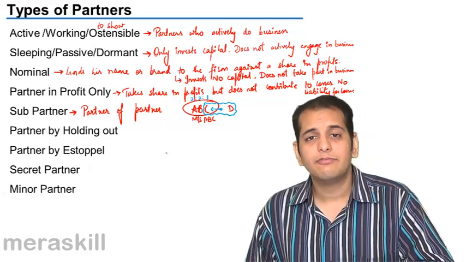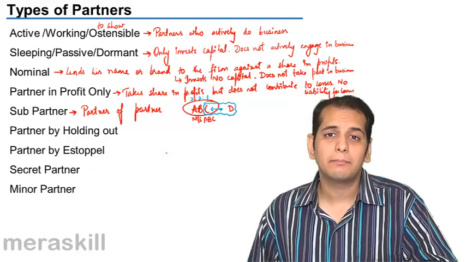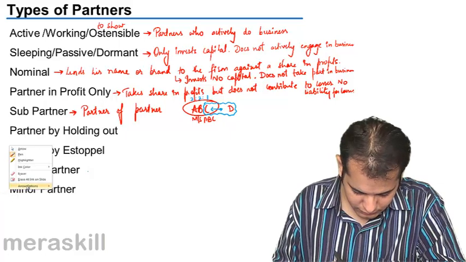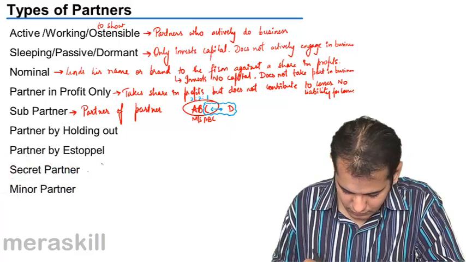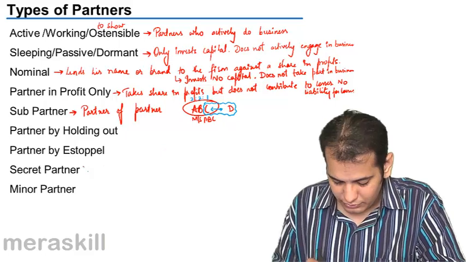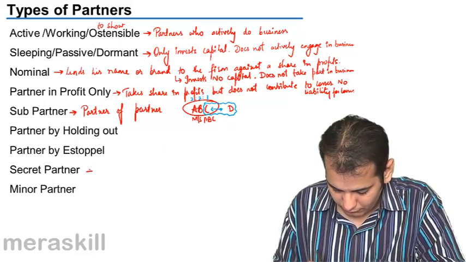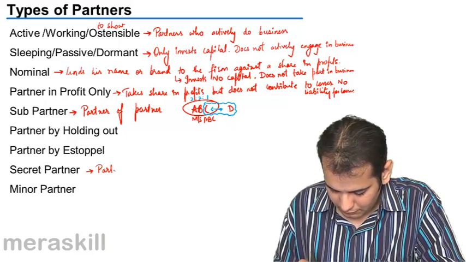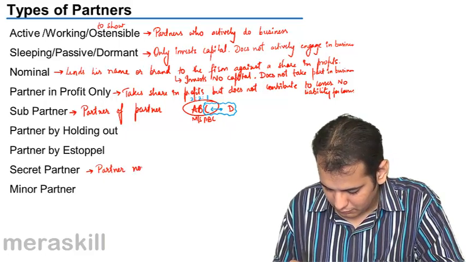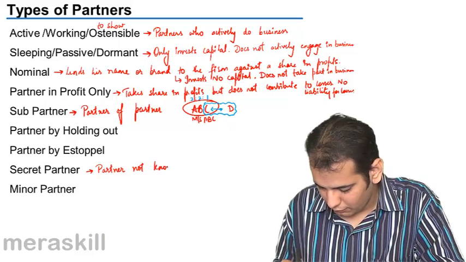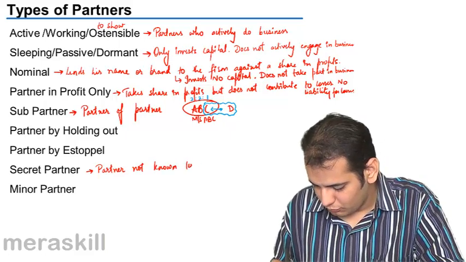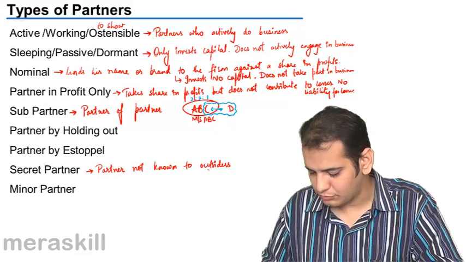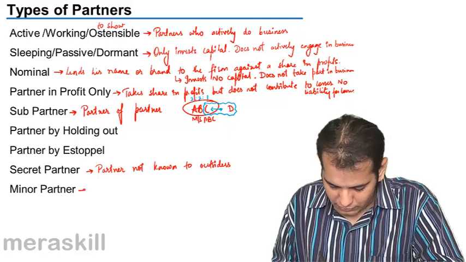And finally, we have a minor partner. So I'll just write for this. Secret partner is not known to outsiders. And who's a minor partner?